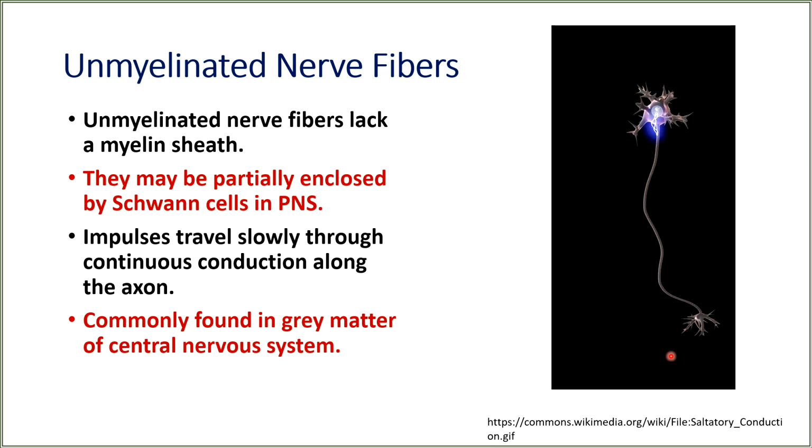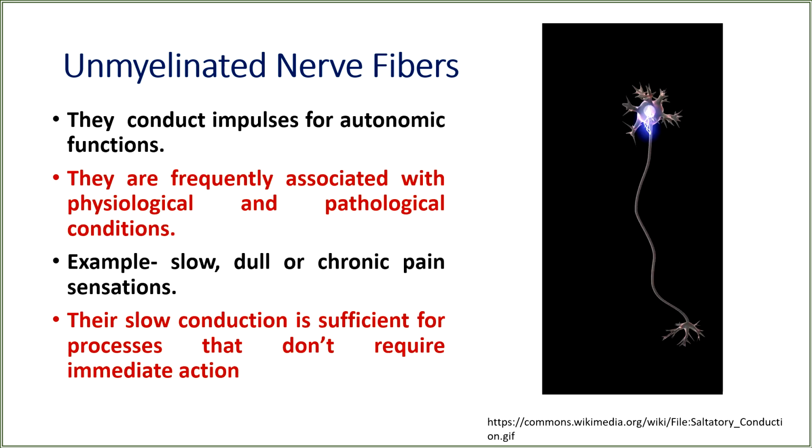Thus, these fibers are commonly found in the gray matter of the central nervous system and are associated with functions that do not require rapid signal transmission. The unmyelinated nerve fibers are involved in the conduction of impulses related to autonomic functions, such as regulation of smooth muscle activity, glandular secretions, and visceral organ control.